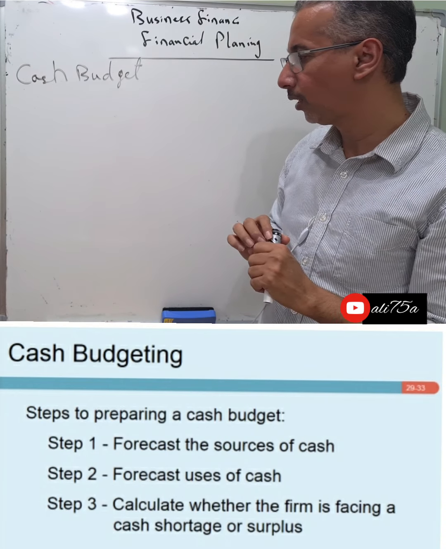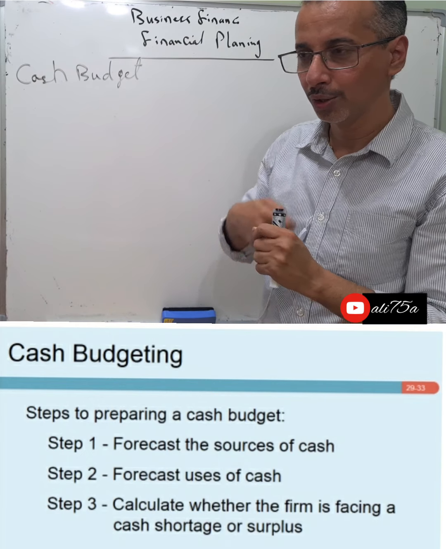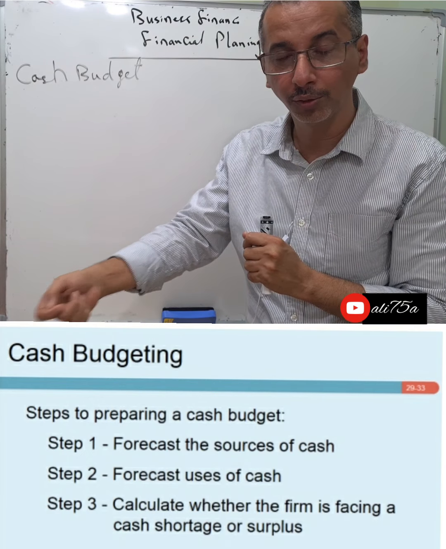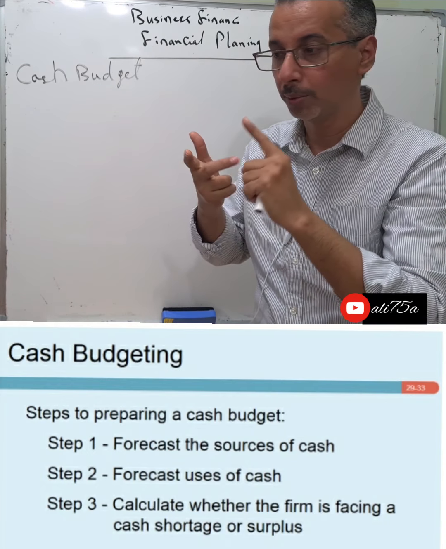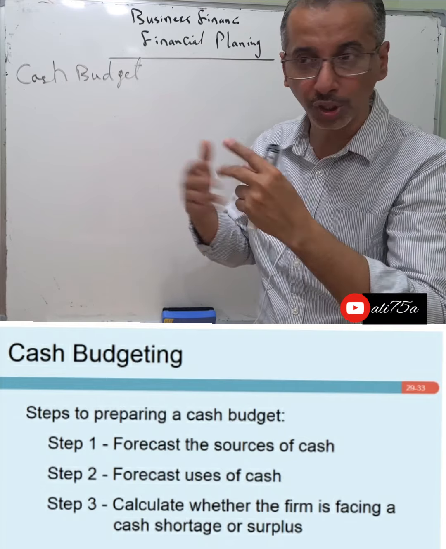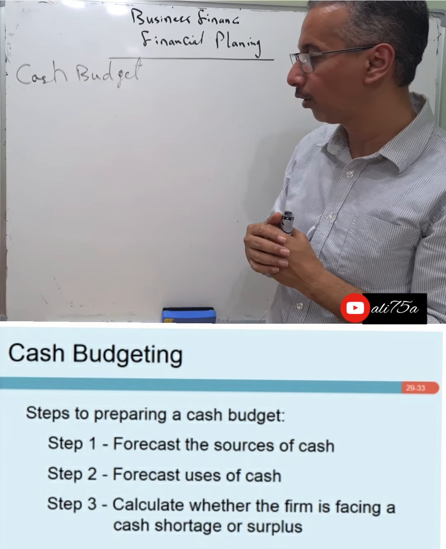Second step, forecasting the use of cash. Where will we use the cash? To purchase inventory, to purchase raw material, to pay the salaries, to purchase fixed assets, machines, furniture, whatever. This is another use of the cash.